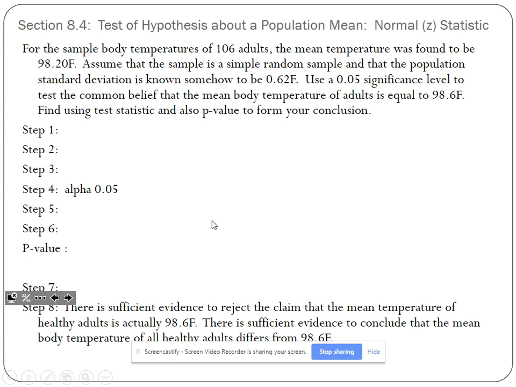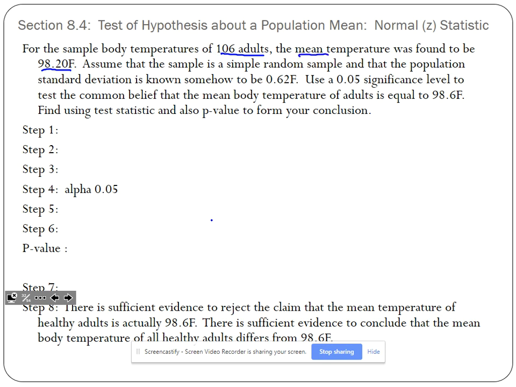This is an example from section 8.4, which is a test of a hypothesis about a population mean, and it's a large sample, so we'll be using the Z statistic. And the example states, for the sample body temperatures of 106 adults, the mean temperature was found to be 98.2. I always like to underline numbers that I might need. And this was the sample mean.